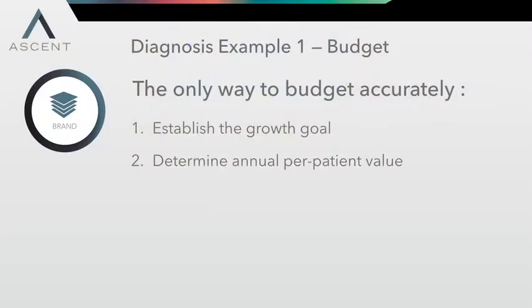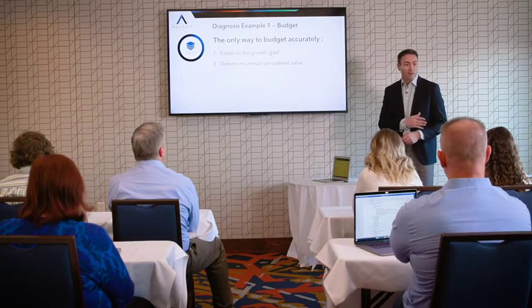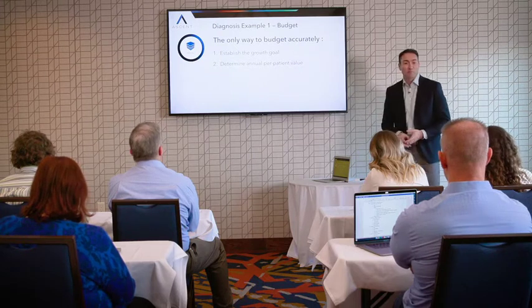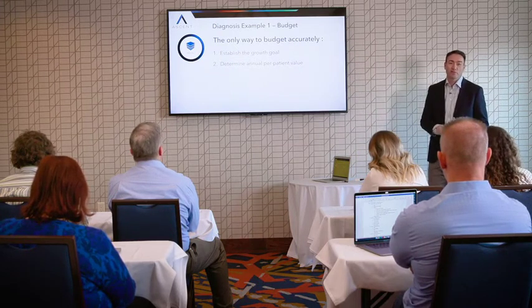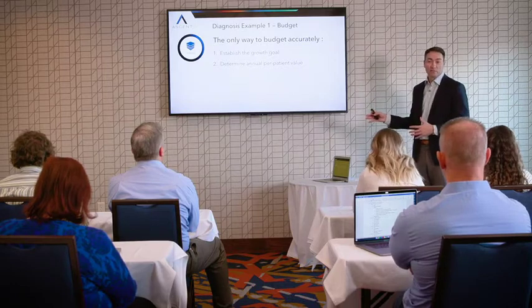Number two, determine your annual per patient value. That's actually very easy to figure out. Just look at your gross revenue for the last 12 months. Look at how many unique patients you saw over that time period. Divide your gross revenue by the number of unique patients, and that will give you your annual per patient value. Most practices are usually between about $550 to $600 in per patient value. I've seen it as low as $250, and as high as $1,400 or $1,500 per patient.